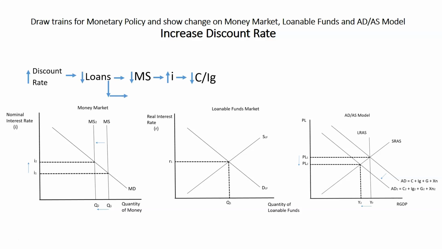When there's a decrease in loans, you also have a decrease in the supply of loanable funds. This causes an increase in the real interest rate, which causes a decrease in C and IG. This causes a decrease in AD, which causes a decrease in the price level and also a decrease in real GDP. So I do not have here, sorry, a decrease in the supply of loanable funds, but it should be shifted here to the left, and you would have a real interest rate in R2. That would be down here in a quantity that would be lower there.